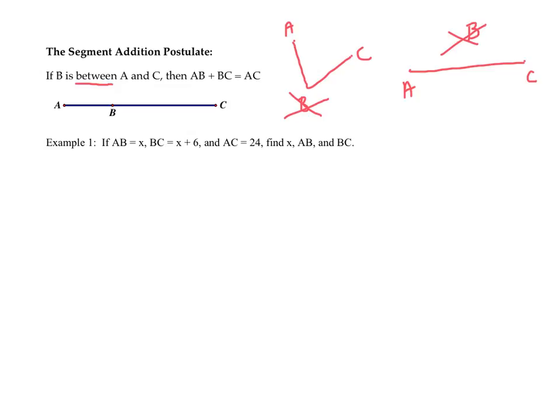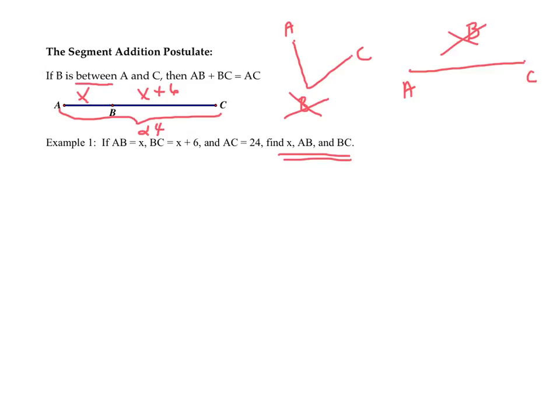So with this segment addition postulate, what we're going to do is set up and solve an equation in order to answer the question in example 1. In example 1, it says if AB is equal to x, so I'm going to label line segment AB with an x above it. X represents the length of line segment AB. And BC is equal to x plus 6, so do the same, label that. And AC, that's the whole entire segment. It has a length of 24 units. We're being asked to find x, AB, and BC.